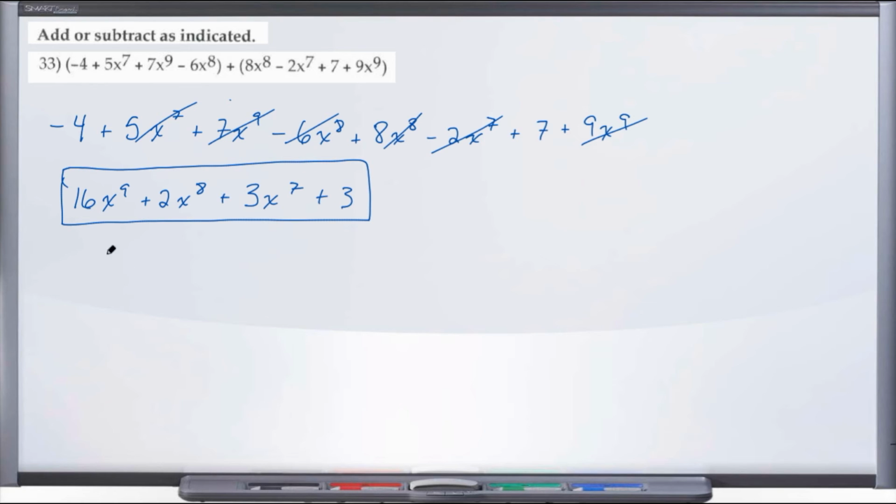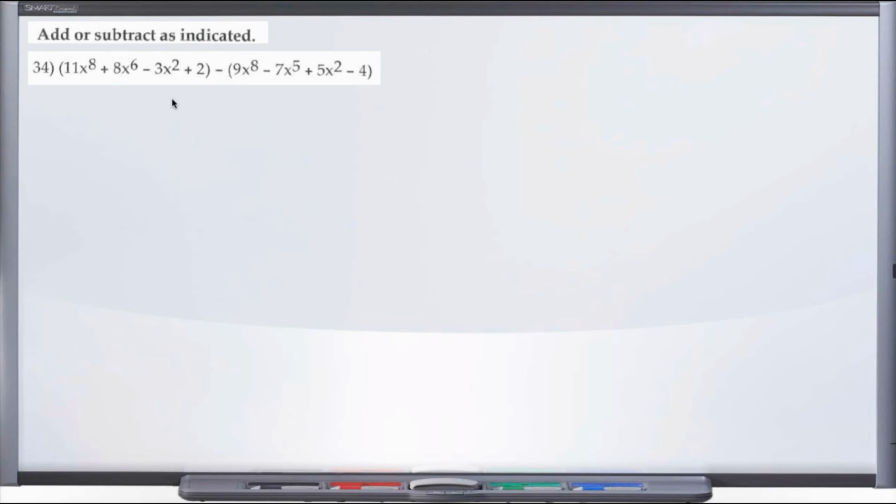All right, and so we end up with 16x to the 9th plus 2x to the 8th plus 3x to the 7th plus 3. And again, we wrote our final answer in descending order of power, of degrees, with our constant at the end. All right, and I think we can go to the next one, number 34, because again, we are still adding and subtracting. But we do have a minus here, don't we? So we are subtracting this expression from this expression, and since we have a minus here, we're going to have to distribute this negative through, which is going to change the sign of everything behind it.